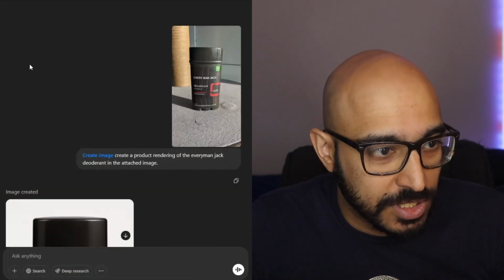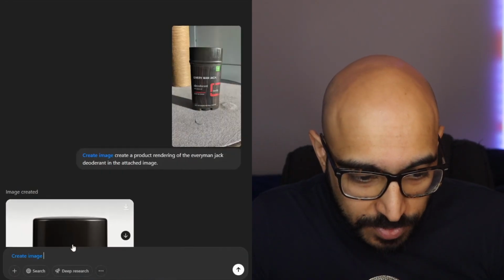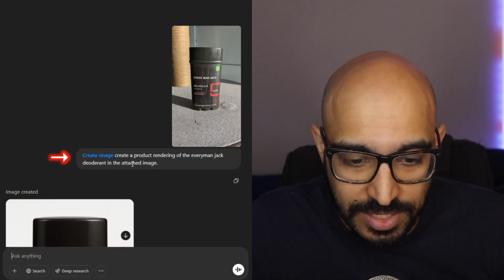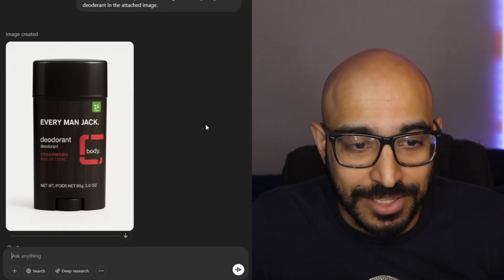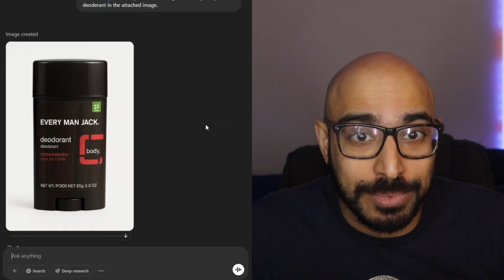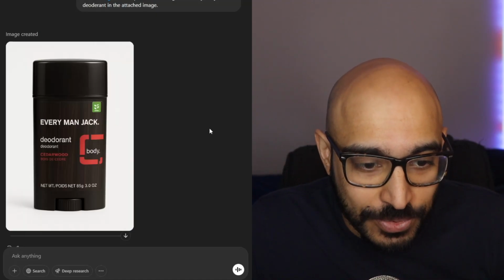And what I did was I went to ChatGPT and I clicked these three dots and created an image. So it's like a setting. I gave it this prompt: create a product rendering of the Everyman Jack deodorant in the attached image. And it did that. It takes a little bit. And this is what it came up with. It's pretty good. At first glance, it is absolutely amazing. But even getting into the details, I'm actually genuinely impressed.